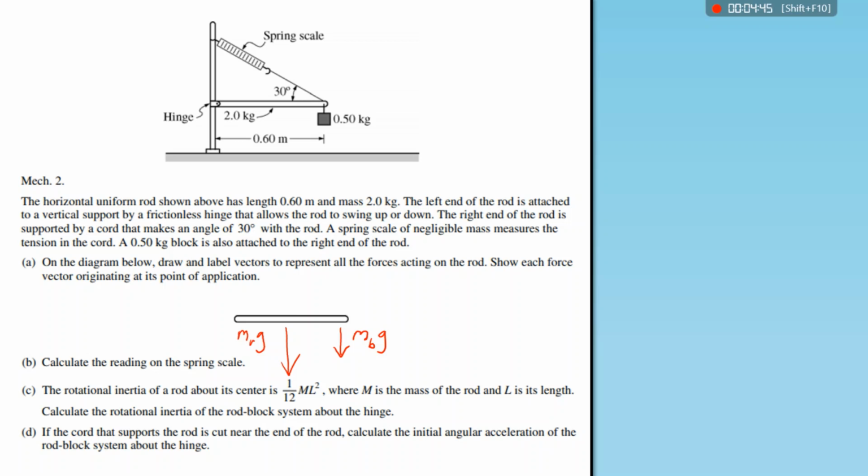And there is a tension. Should I start that arrow on the right side or the left side? Start from the rightmost end of the rod, going 30 degrees up. Okay, and label that as just T, tension. Okay, there's one more.